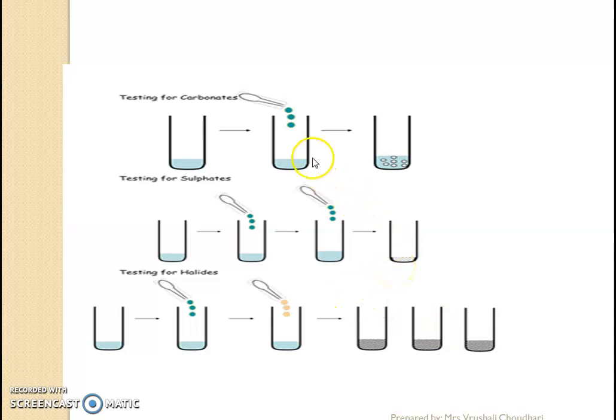From looking at this diagram, you can understand how the test is carried out. Take a small amount of OS, that is the sample solution, and add HNO3. When we add HNO3, if there are bubbles, we will say that carbonate is present. We are not going to perform the test for sulfate and halides. If there are no bubbles, we perform the test for sulfates and halides. For the sulfate, we add the reagent. If PPT, sulfate is present. If no PPT, sulfate is absent. Similarly, perform the test for halide.